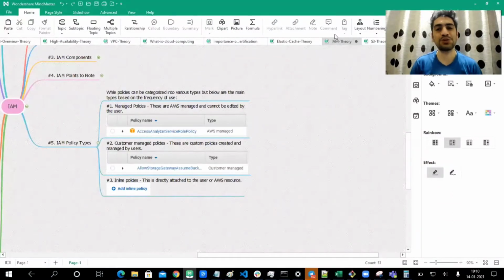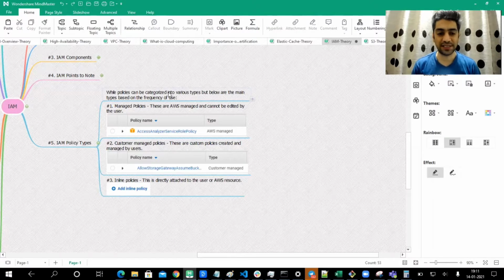Hello friends, welcome to today's session, and today we will be quickly discussing different types of identity and access management policy types. So let's quickly get started. While policies can be categorized into various types, below are the main types based on the frequency of use.